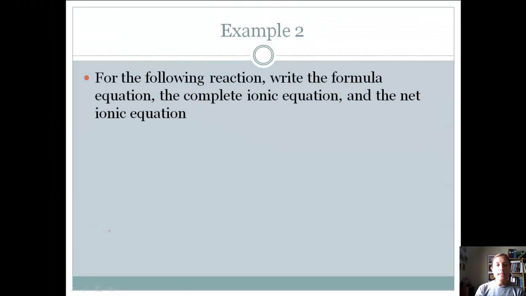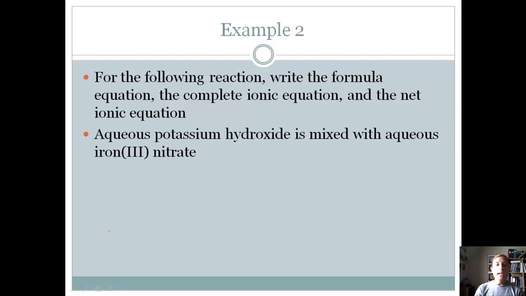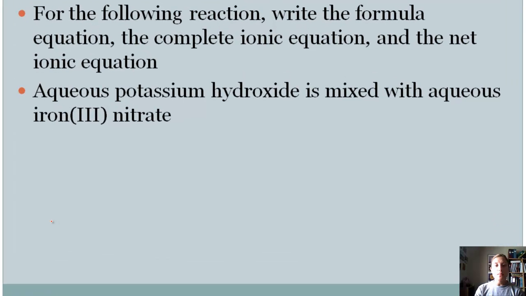Okay, let's look at an example. So for the following reaction, write the formula equation, the complete ionic equation, and the net ionic equation. Okay, aqueous potassium hydroxide is mixed with aqueous iron 3 nitrate. Now we did this one before, but let's do it again real quick. So we have potassium hydroxide, +1 -1, so it's neutral. It says it's aqueous. Okay, it's good to be able to write the compound from the word, so this is good practice. Okay, it's mixed with, so we put a plus.